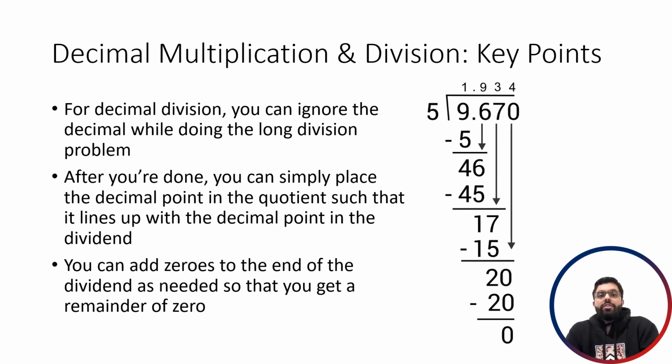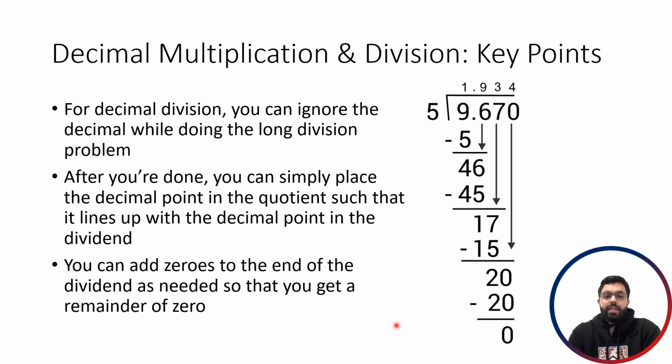So now we're going to go into decimal division. The key points for decimal division: the first one is you can ignore the decimal while you're doing the long division problem. Just like with long multiplication, I recommend that you write the decimal point in as a mental check to go back to it. And actually, because when you're doing long division, you want this decimal point here to be lined up with that decimal point in your quotient, you can actually write that in right at the beginning.